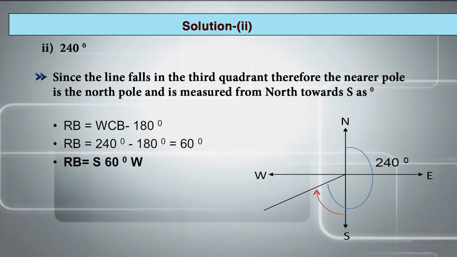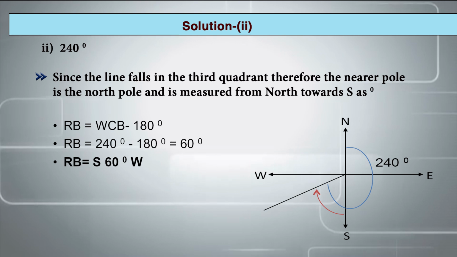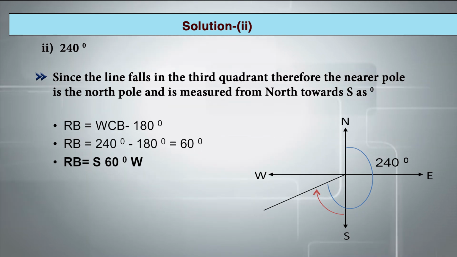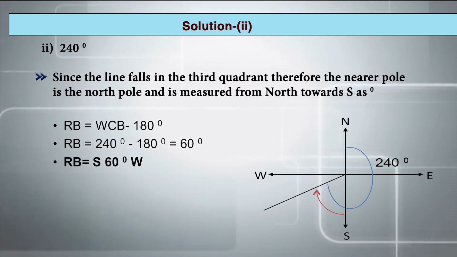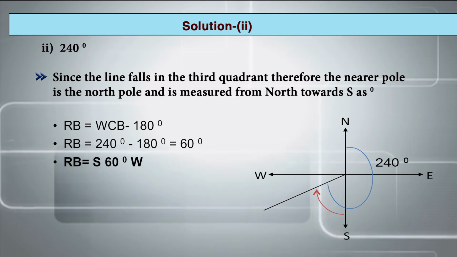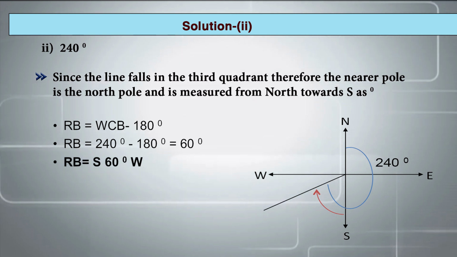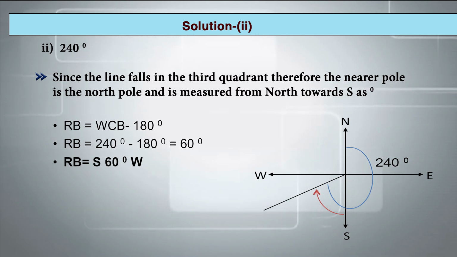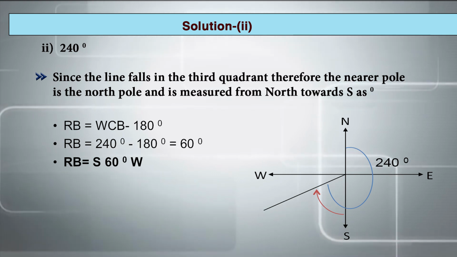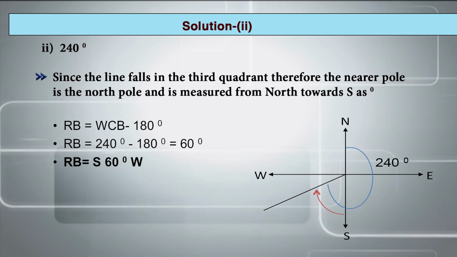Next question is 240 degree. As you know, this comes in third quadrant. Since the line falls in the third quadrant, the nearer pole is the north pole and reduced bearing will be equal to WCB minus 180 degree. So, reduced bearing will be 240 degree minus 180 degree, which will be equal to 60 degree. So, the answer, reduced bearing, will be south 60 degree west.